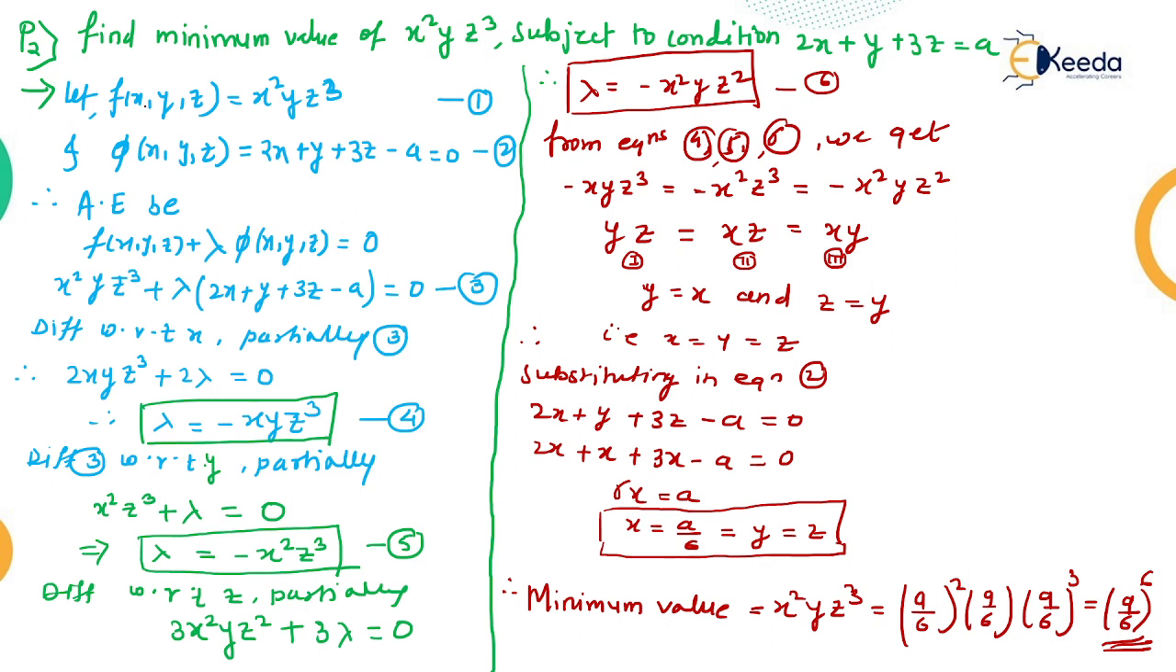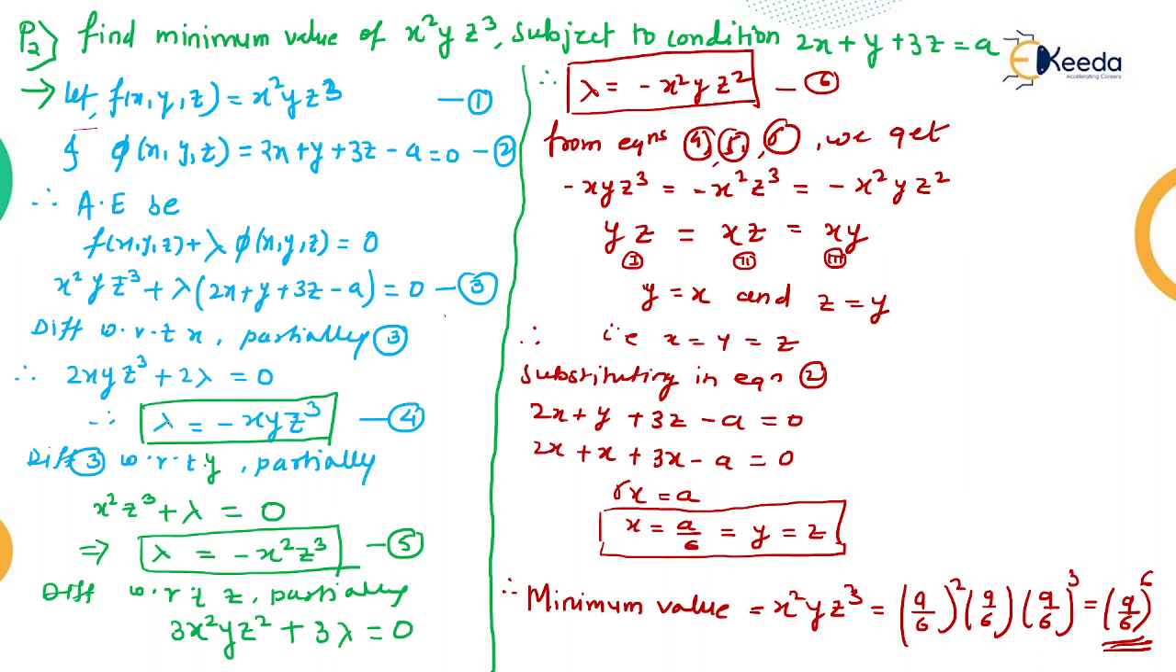Once again I repeat this answer. You have to write first f of xyz, second the conditional function phi of xyz, then the auxiliary equation is f of xyz plus lambda into phi of xyz, where f of xyz is x square y z cube plus lambda into 2x plus y plus 3z minus a equal to 0. For reference we label this equation as 3. Now your next target is to differentiate this equation with respect to x, y, z.